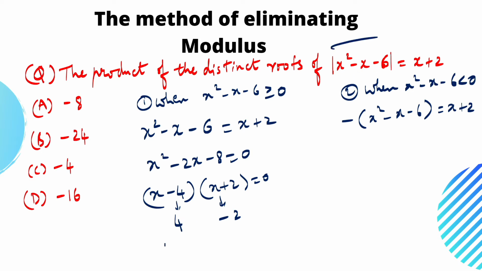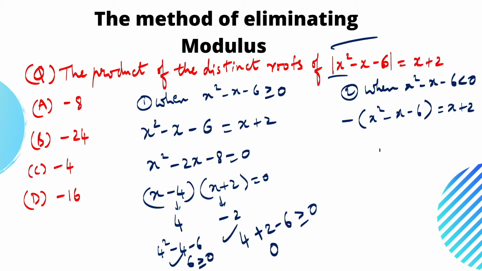Now if we substitute 4 in x² − x − 6, what do we get? 4² − 4 − 6 is equal to 6, and this is greater than or equal to 0, so this condition is valid. If we take the other case, x = −2, and substitute this here, this will be (−2)² + 2 − 6, which is equal to 0. Again, this is greater than or equal to 0, so this condition is also satisfied. Let's move to the second case.